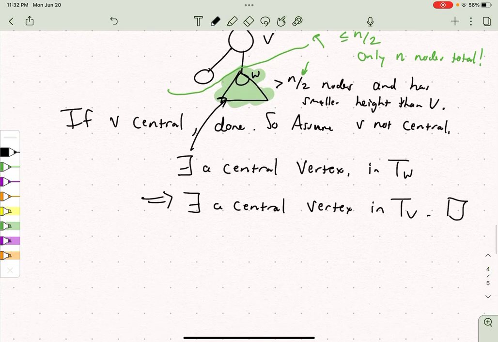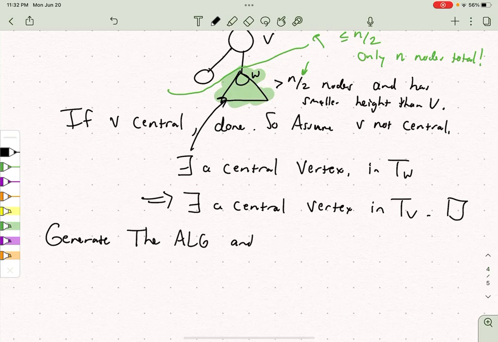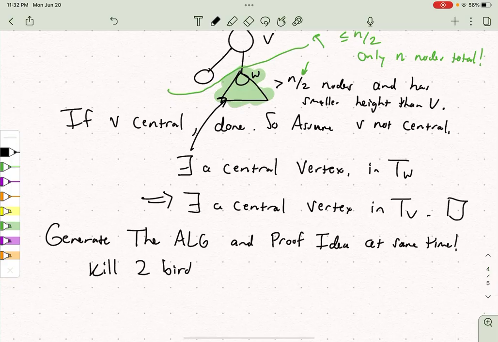So we generate the algorithm and proof, or at least the proof idea, at the same time. We kill two birds with one stone. And by consciously trying to think of the proof while we come up with the algorithm, we're also going to make sure our algorithm is really correct. We're not missing out on any edge cases.